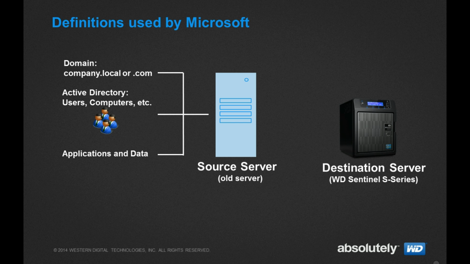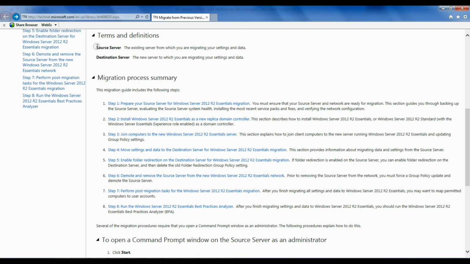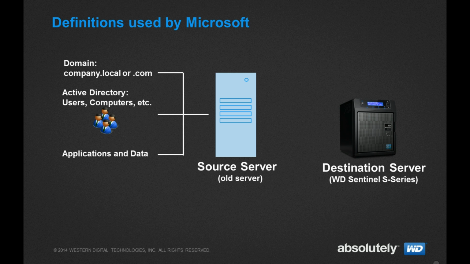Now, we're not going to cover every single step in this video. What we want you to pay attention to are the definitions used by Microsoft. We're going to use source server for the old server and destination server for our S-Series Sentinel, using the same definitions. And it turns out the most key steps are step 1 and 2. We can help you get over some of the common obstacles to a successful migration.